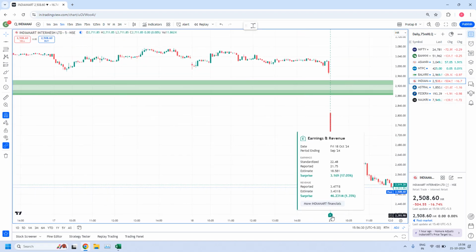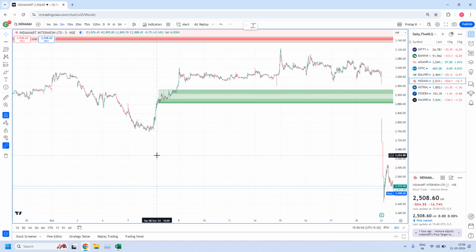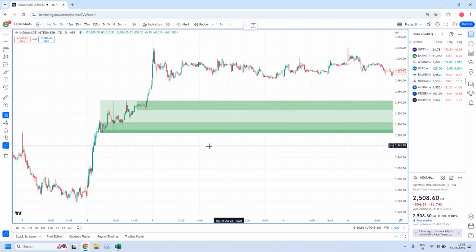You had earnings yesterday. Results were declared. Maybe it is positive or negative, the behavior is unexpected on the next day. That's why we supply demand zone traders always say don't plan any trades on the day or the next day when the results are declared, because the behavior is unexpected. Why is the behavior unexpected? It is not the behavior of the demand and supply zone.